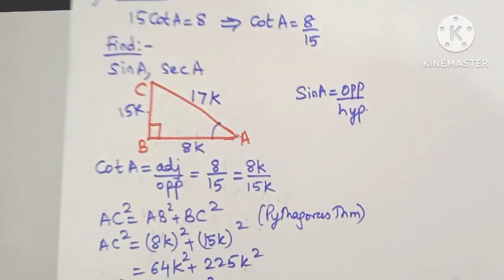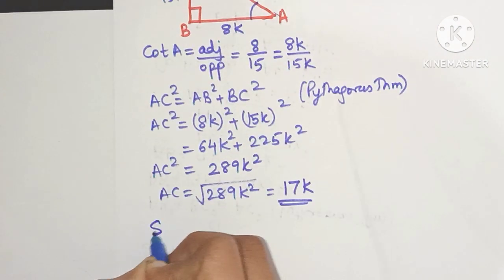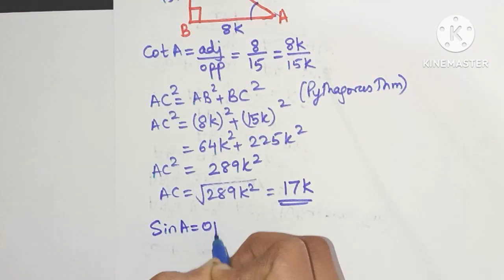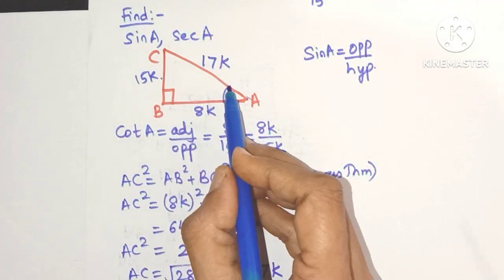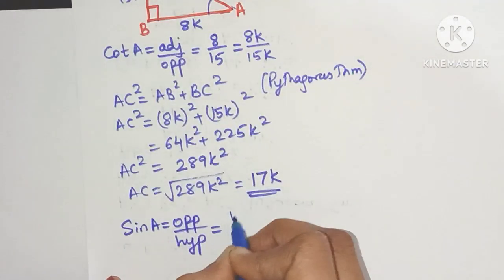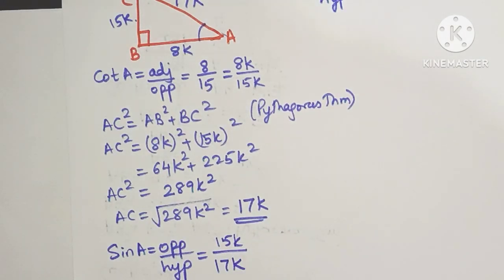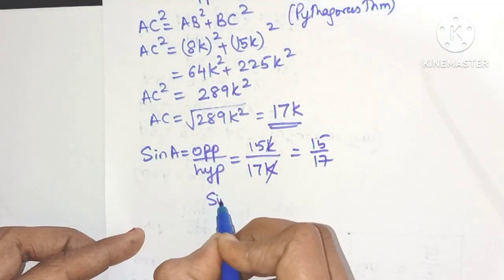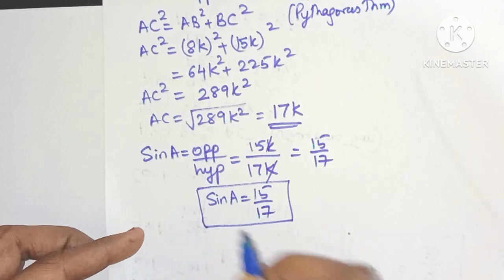Fine. So now very easily you can find sin A and sec A. So let's use the formula. Sin A is nothing but the opposite side upon hypotenuse. What is the opposite for A? Yes, 15k. And the hypotenuse we just found is 17k. K and k get cancelled. So my sin A is 15 by 17. Just put it in the box.